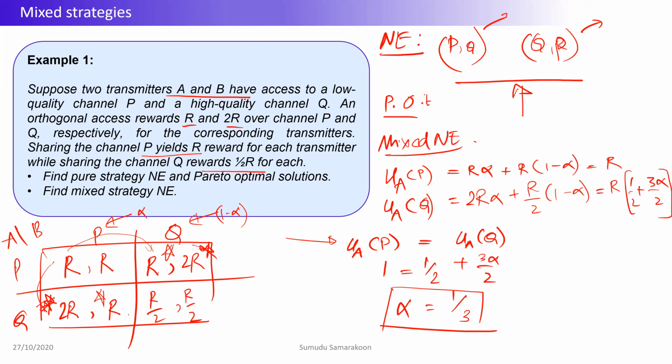Due to the symmetry, you can easily say A would follow the same mixed randomization. In that case, you can calculate the mixed Nash equilibrium: it should be playing P with 1 over 3 probability for both, and the expected reward is R.